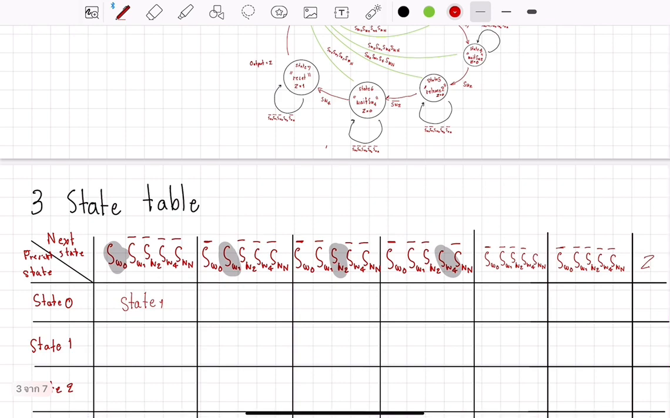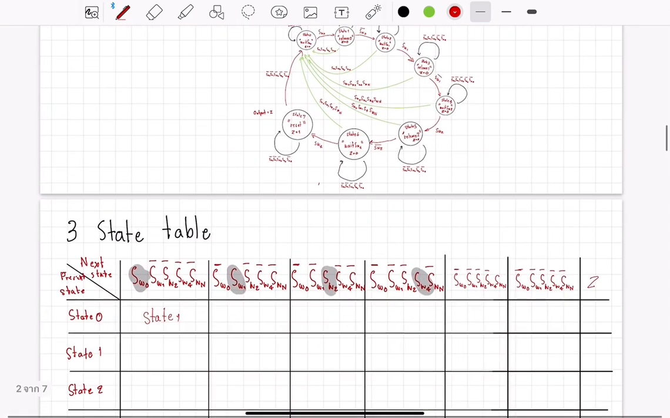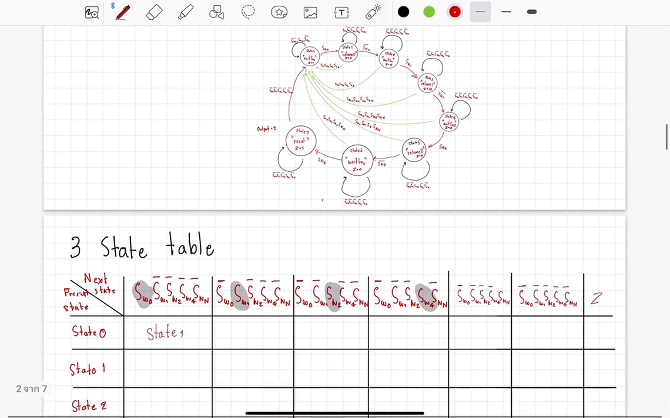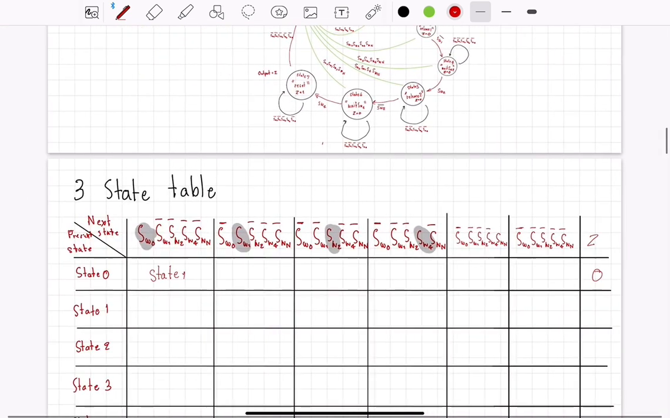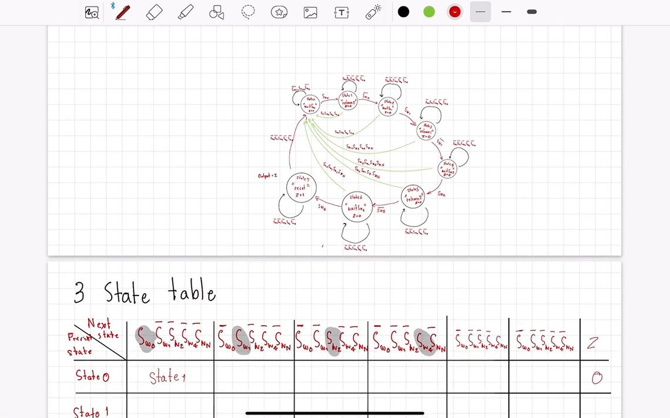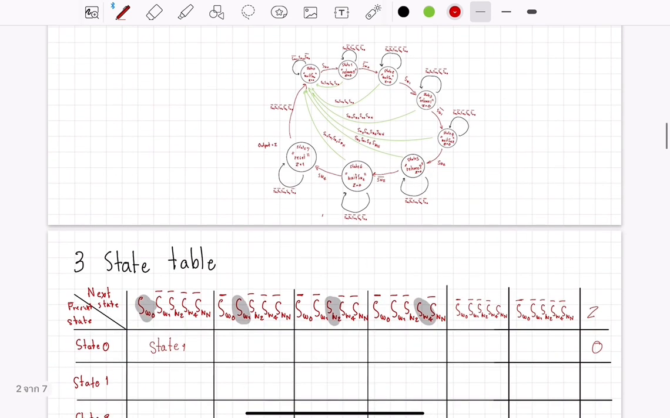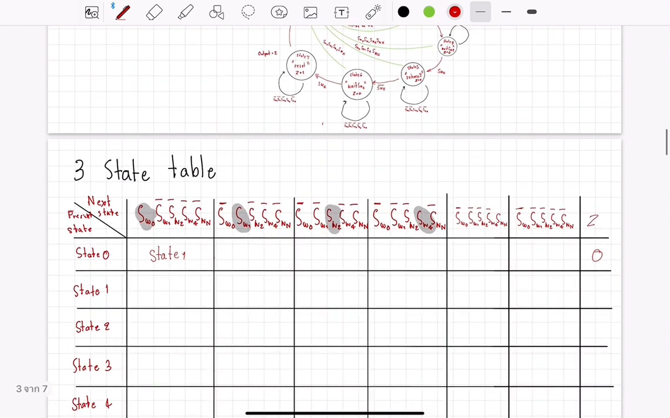When I put in state 1, state 2, state 4, any other input goes to state 0. State 0 again. If I don't press any switch, input is 0, I stay in state 0.